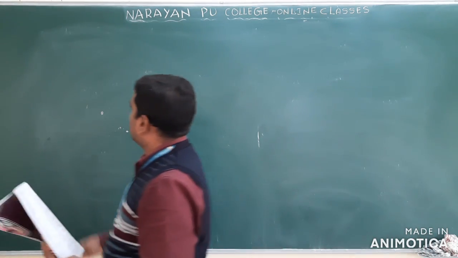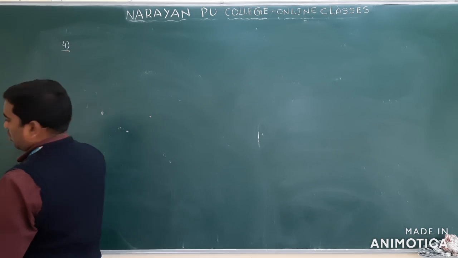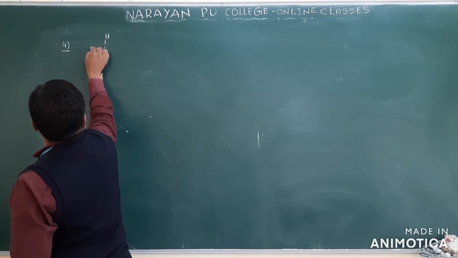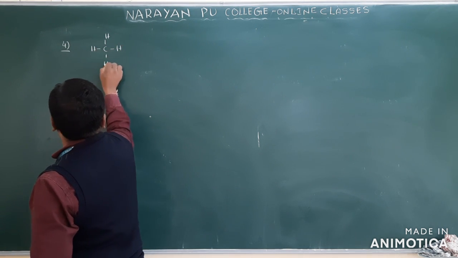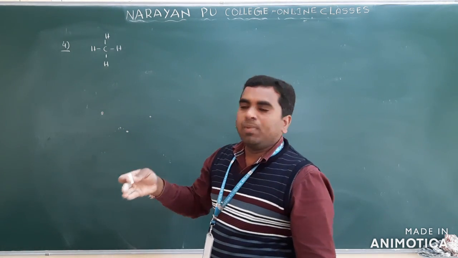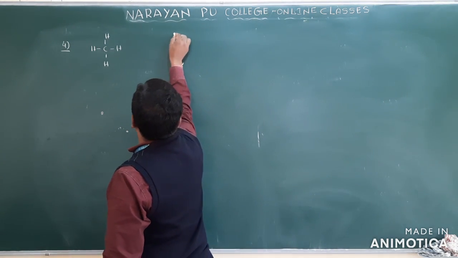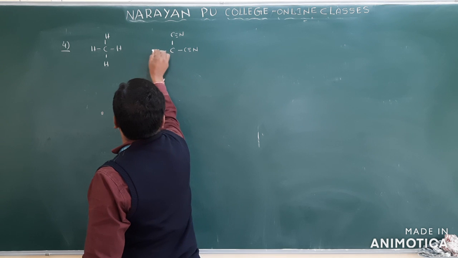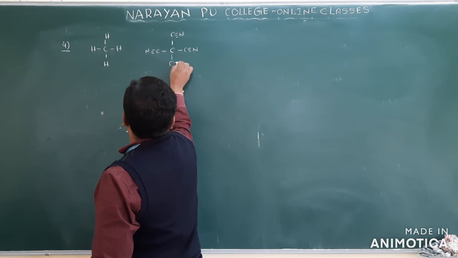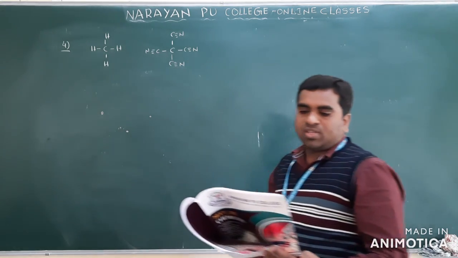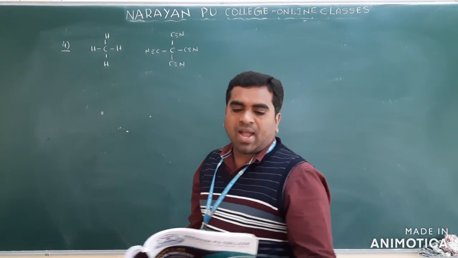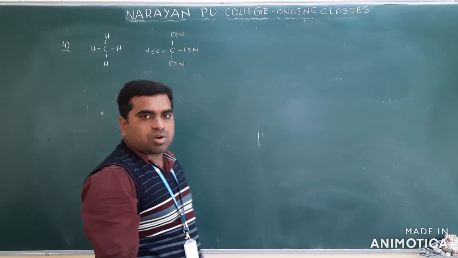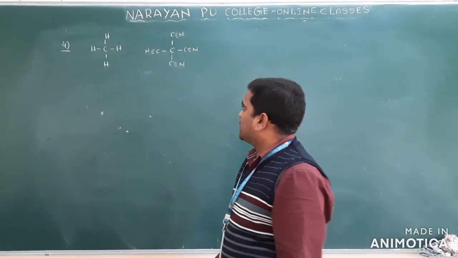See the next question, question number 4. Tetracyanomethane. Methane formula, H and H. Tetracyanomethane: instead of hydrogens, you have to put the cyano group. Cyanide group means C triple bond N. Yes, this is the cyanide. Clear? So now what they are asking is the ratio of sigma and pi bonds, in that order. So in this one, how many sigma bonds are there? How many pi bonds are there? We have to discuss.